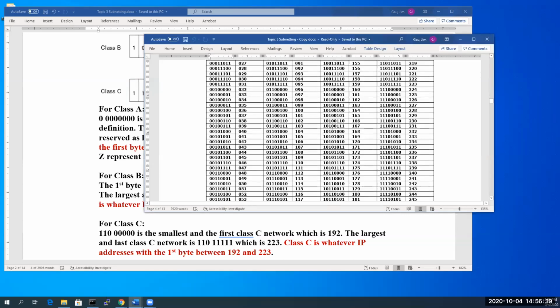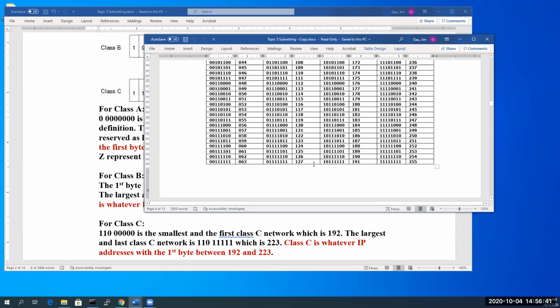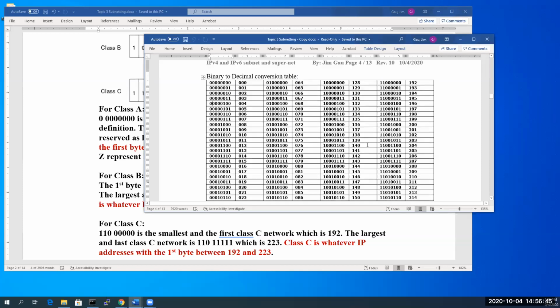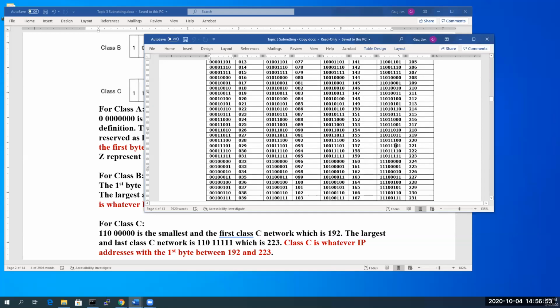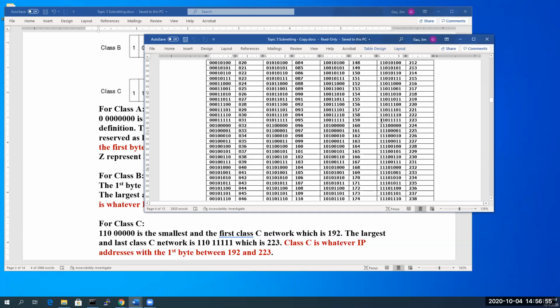Okay, it's 110, and you can see we just used up 10 to 191, and continuously, 192 will be 110, the smallest number. So class C starts with 192. 110, 110, 110, go all the way to 223, and you can tell from here, yeah. So this is 110, the last number, and that's 223. So that's class C.